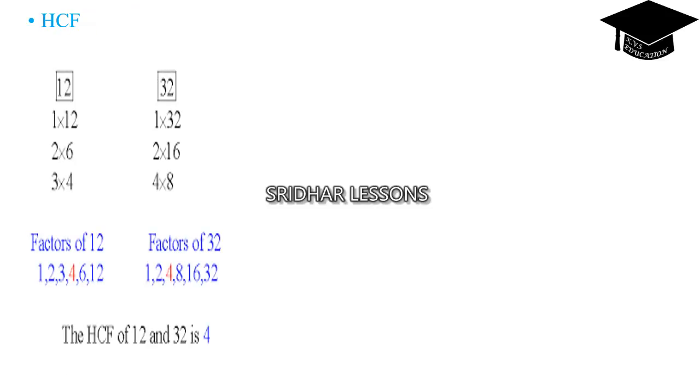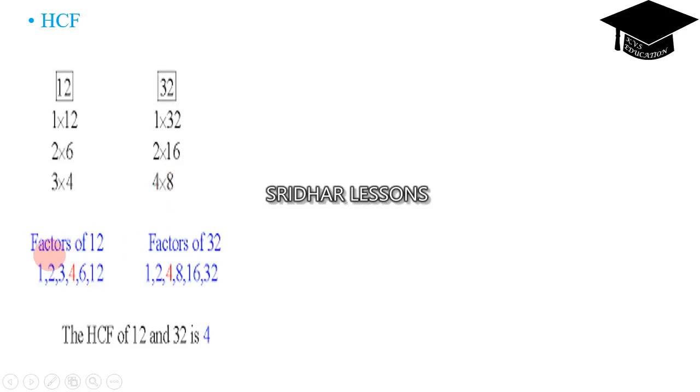Highest common factor. We will take two numbers as an example, 12 and 32. The factors of 12 are 1 into 12, 2 into 6, 3 into 4, and the factors of 32 are 1 into 32, 2 into 16, and 4 into 8.